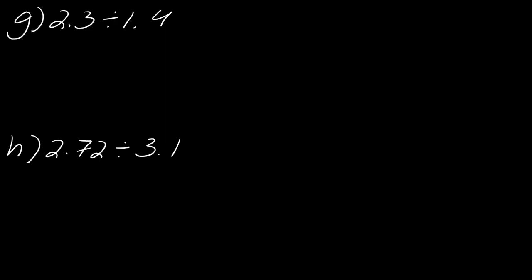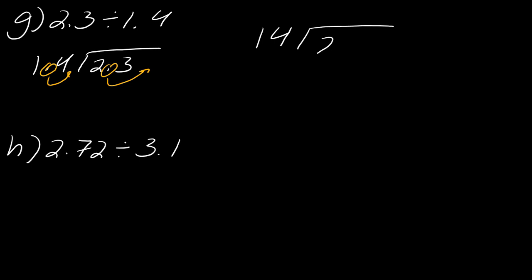Okay, so let's keep going with this. So now I've got 2.3 divided by 1.4. So it's the same idea, right? So I'm going to set this up. And since I am dividing by a decimal, I'm going to move these decimals over 1 spot. So now what I actually want to do is 14 into 23.